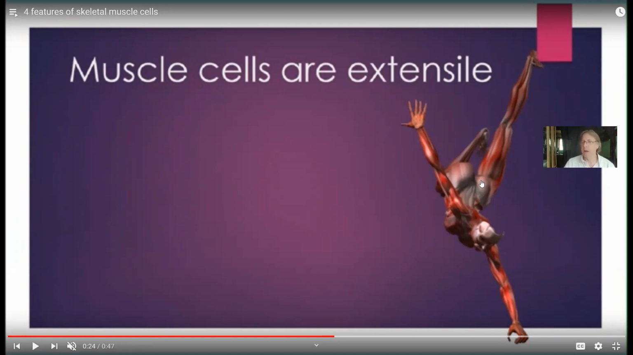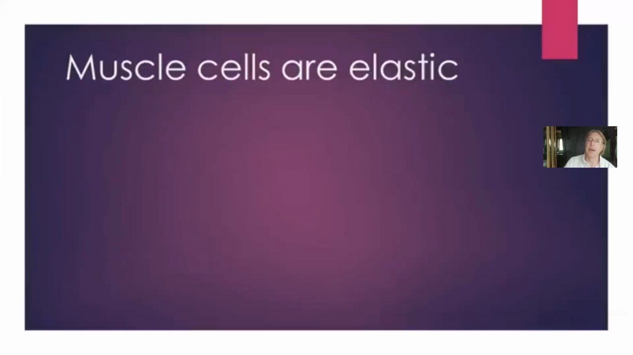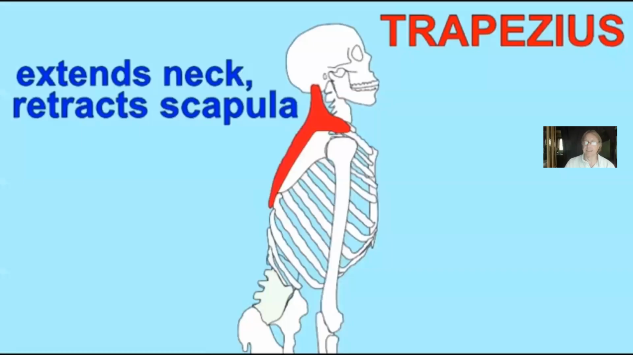the same time. So muscles often work in pairs where one can abduct this body part and the other one can adduct the body part. They do opposing things. They are antagonists to each other. So if one is contracting, one should be stretching. And then finally, muscle cells are elastic and they will return to their resting shape when the contraction is done. And so these are four special features of muscle cells.